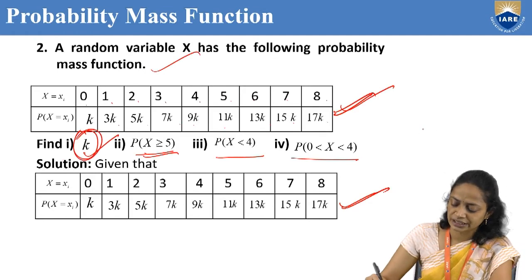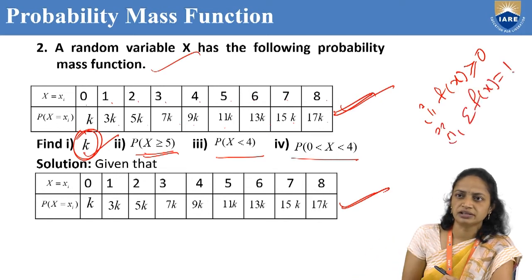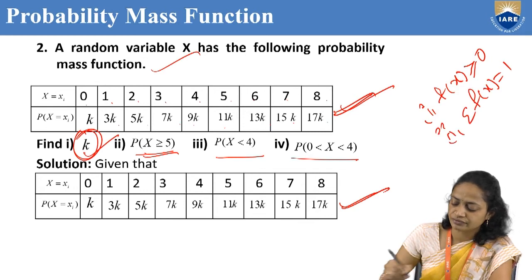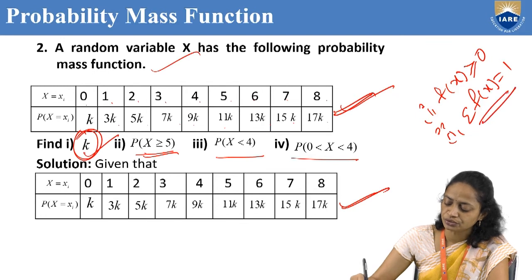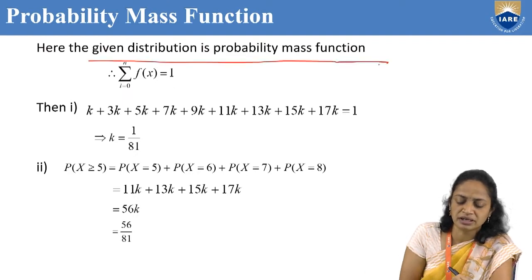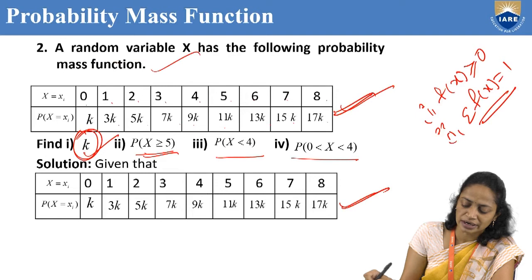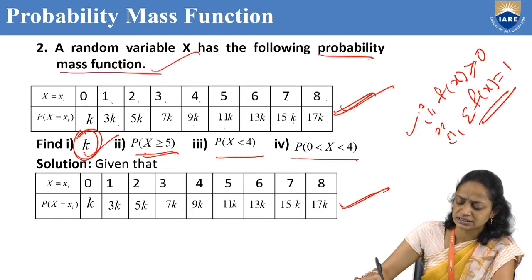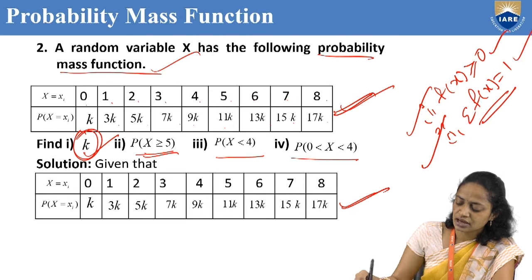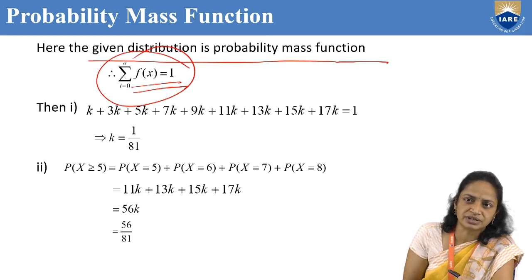We know that we have two properties of a probability mass function. The first is f of x greater than or equal to 0, and the second is summation f of x equal to 1. To find the k value, we need to use summation f of x equal to 1. The given distribution is already stated to be a probability mass function, so it satisfies these two properties. By using the second condition, summation f of x equal to 1, we can find the k value.